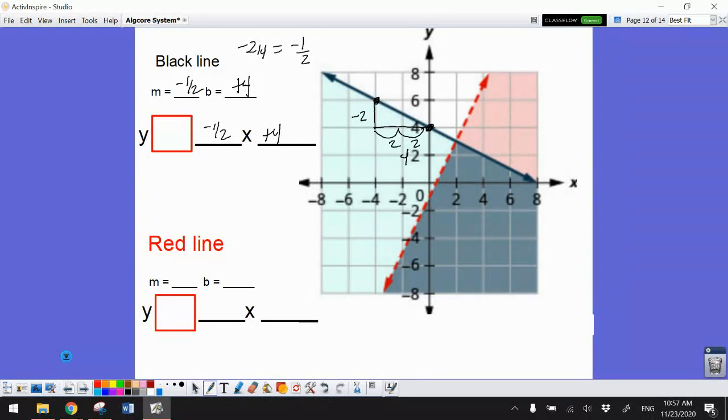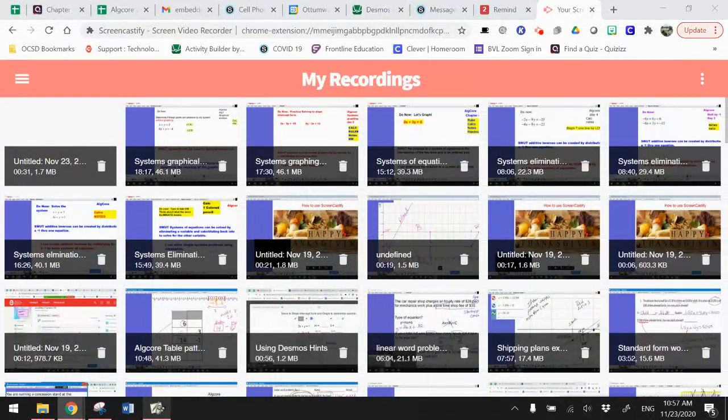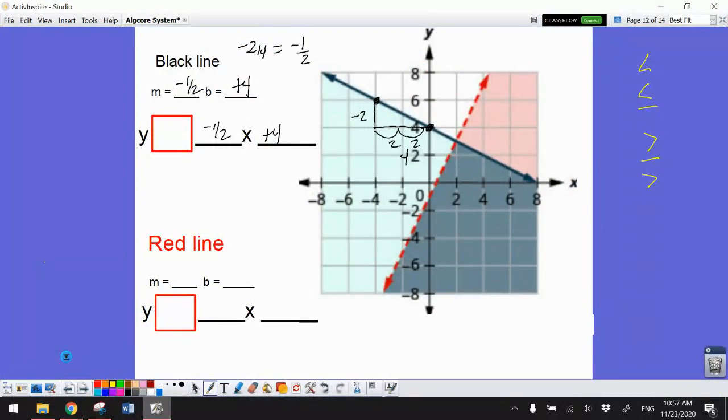So am I graphing above it or below it? And remember, there are 4 choices. I have less than, or equal to, greater than, or equal to. So the first thing that I see is that it's a solid line. So I'm talking about either this one or this one. Am I shading above the line or below the line? Well, I'm definitely below the line. So if I'm below the line, that means I'm talking about less than. So less than or equal to, because it's shaded down.